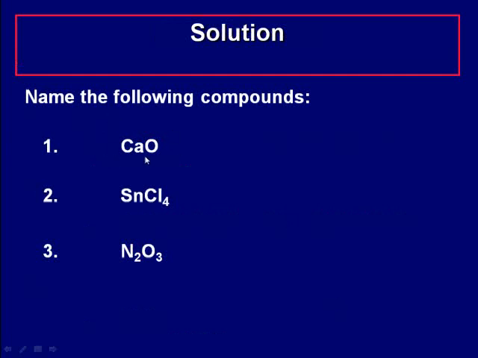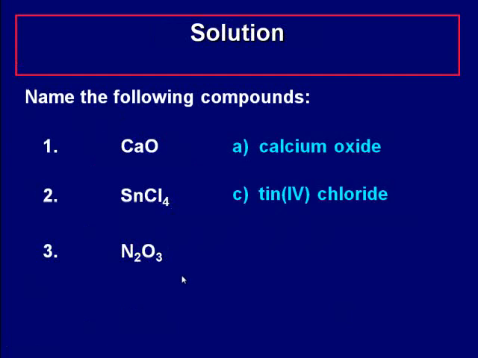Okay, to name these compounds, it's going to be calcium oxide. Tin 4 chloride. I know the tin must have a charge of 4 because I've got 4 chlorines, each is one negative. This is a molecular compound, so I need prefixes. It's going to be dinitrogen trioxide, because there's 3.